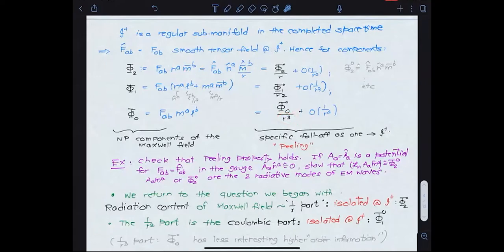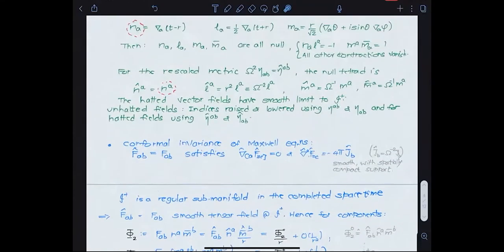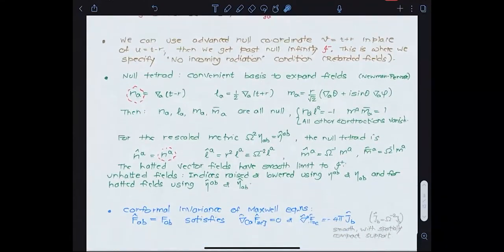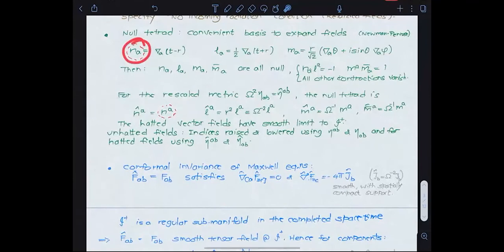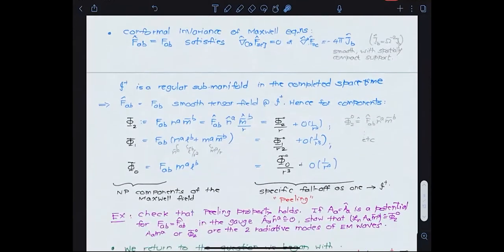So the statement is that what I find is that the physical components in the null tetrad of the Maxwell field, at infinity, fall like 1 upon R squared and 1 upon R cubed. And that just follows from the rescaling of the physical null tetrad and the conformally completed null tetrad. These are well defined. So these quantities are all well defined.